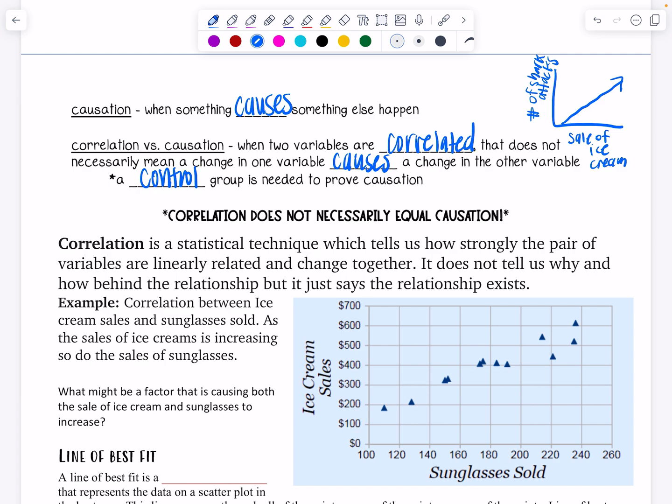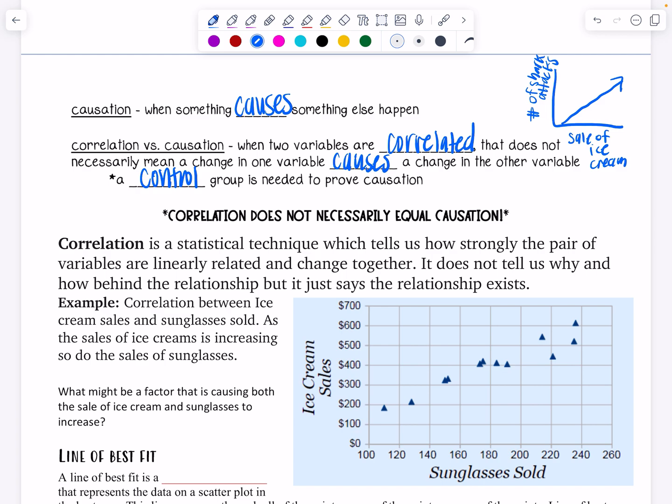Absolutely not. There's another factor, the temperature or the time of year, that is allowing people in the summer to buy more ice cream. And also more people are in the water, more people are going on vacation, so more people are getting attacked by sharks. So that would be an example of correlation, but not causation.